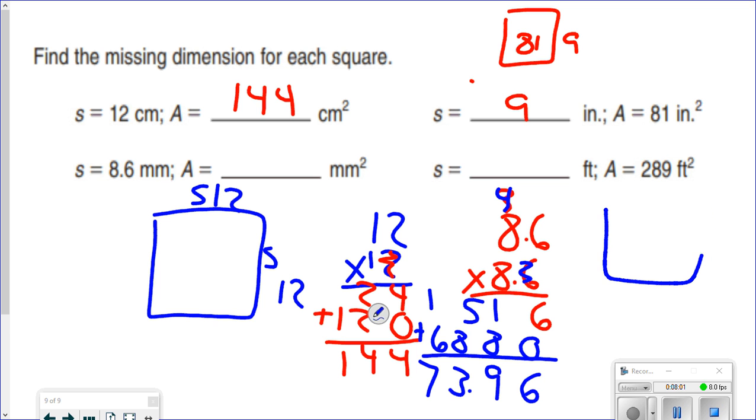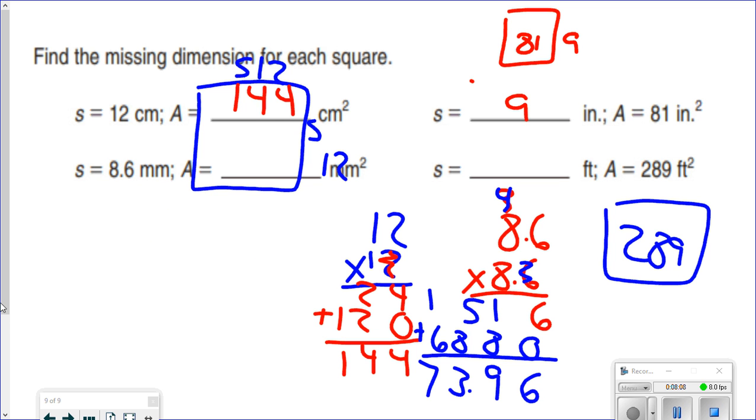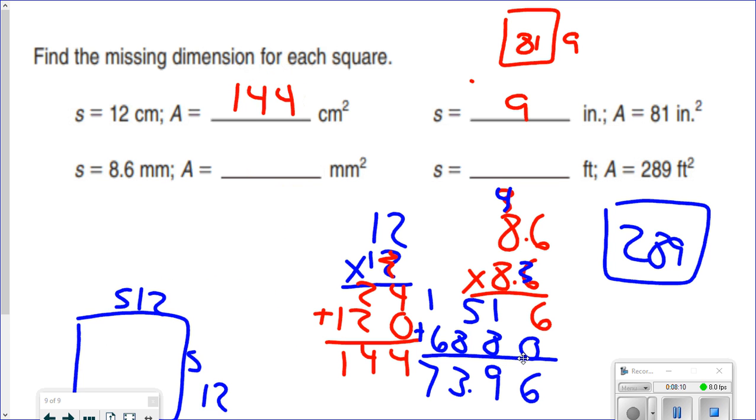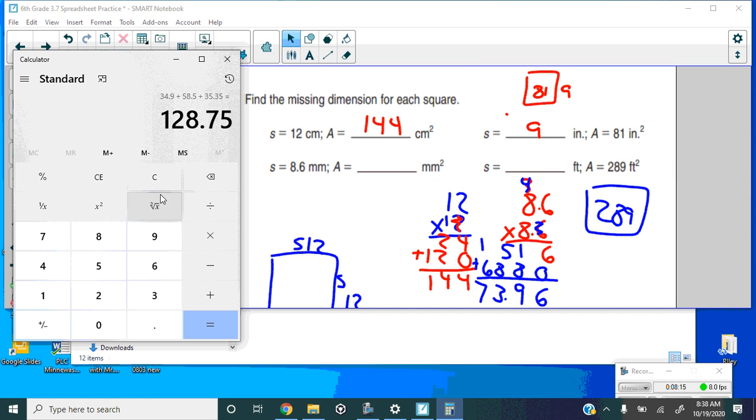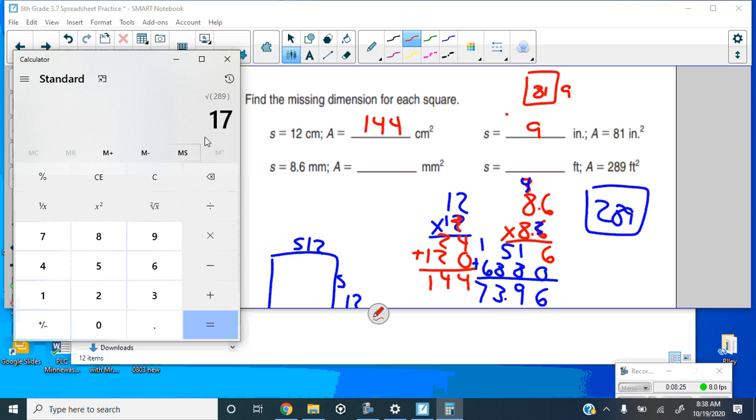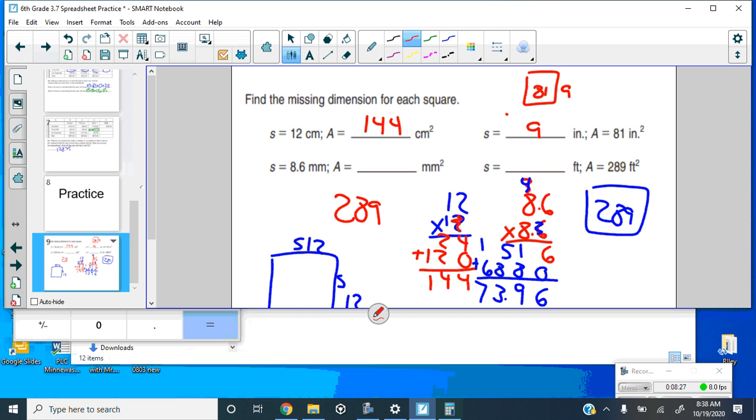Here's my last one. The area of my square is 289. What times what equals 289? I'm going to show you how to work this out on a calculator. If I have 289 and I square root it, I get 17. If I find the square root of a number, it looks like this on your calculator, the ones in our classroom, and if you press enter, you'll get a 17. 17 times 17 equals 289. I can help you some more with that in class today too.